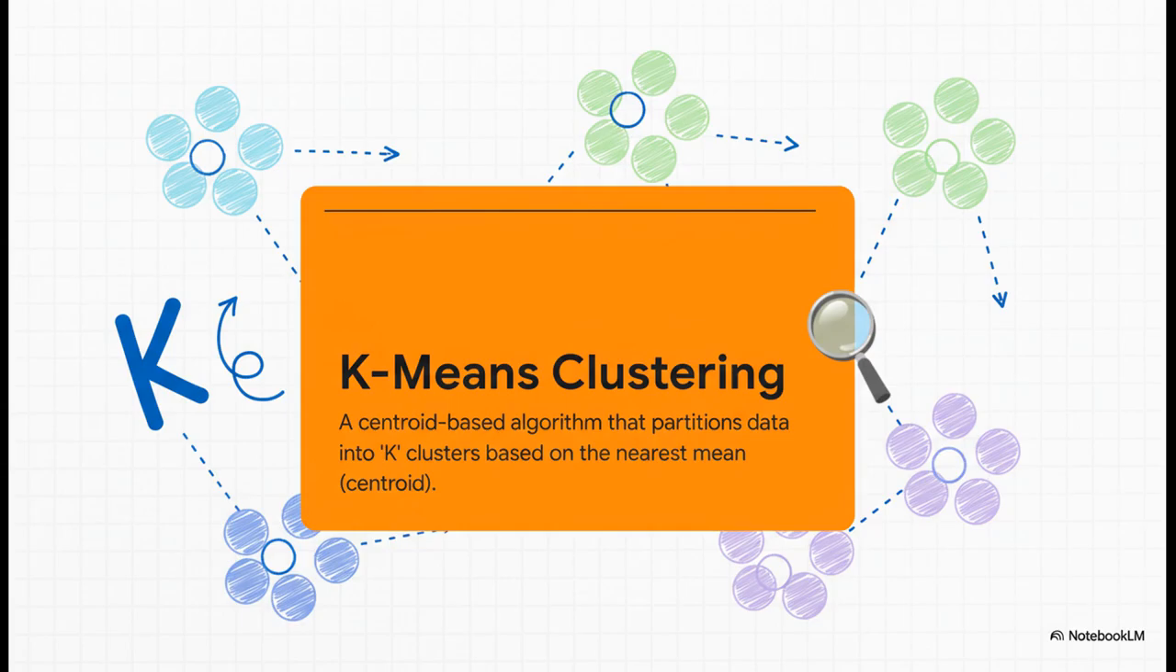So what is it really? Well, to put it simply, k-means is an algorithm that automatically groups similar things together. That's it. The K in the name is just a placeholder for the number of groups you want to find. The real magic is how it figures out what's similar. It does this by finding a center point for each group. That's called a centroid. And then it just groups everything based on what center it's closest to.